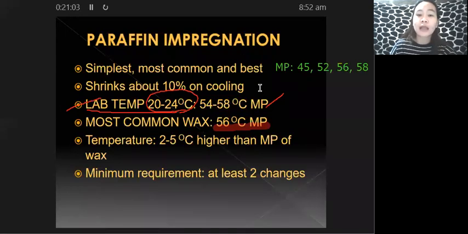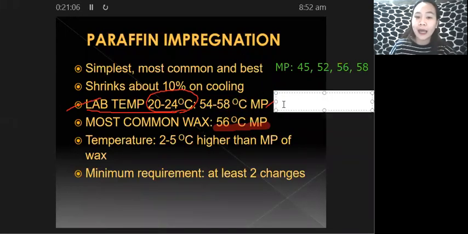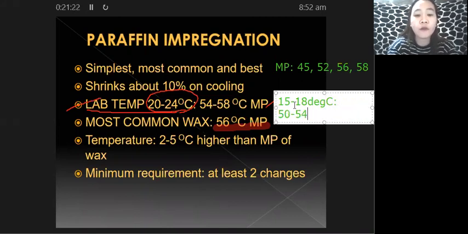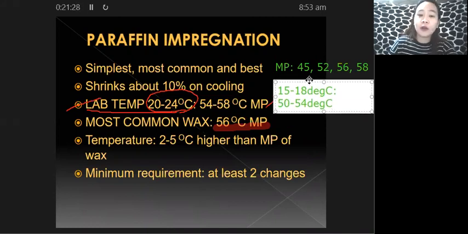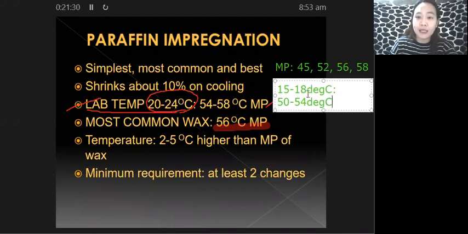In contrast, if the laboratory temperature is 15 to 18 degrees Celsius, the melting point of the wax should be 50 to 54 degrees Celsius. I repeat, if the laboratory temperature is 15 to 18 degrees Celsius, then you should use a paraffin wax with a melting point between 50 to 54 degrees Celsius.